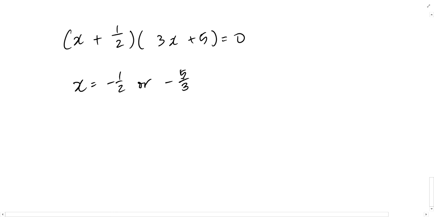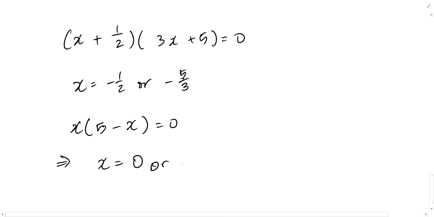Okay, last one. A bit trickier this time. X times 5 minus x equals to 0. Okay. So x equals to 0 or 5. Okay? Because two things multiplied together equal to 0, either this equal to 0 or this equal to 0. Either or. Can? Okay, let's go to the notes already. Actually, we covered a big chunk already.